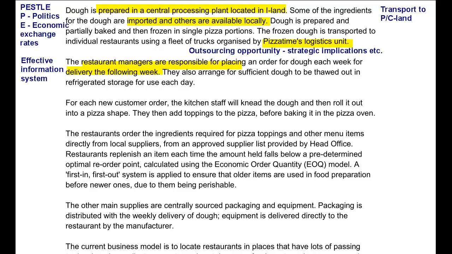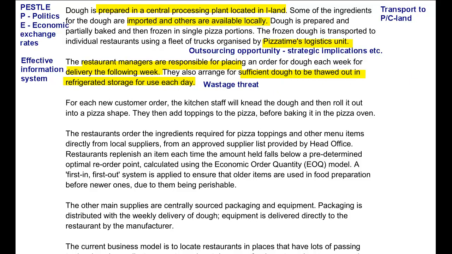So an example here of a bad information system would be one that only measures day-to-day quantities, doesn't build up trends, doesn't take into account wastage, doesn't take into account seasonal trends and seasonal variations, etc. And another thing here is that the dough needs to be thawed out for refrigerated storage for use each day. So this is breaking down to a day-to-day level now, because obviously you can only thaw out the dough once. It cannot be refrozen, and if it's not used by the end of the day, it must be disposed of. So there's a wastage issue here.